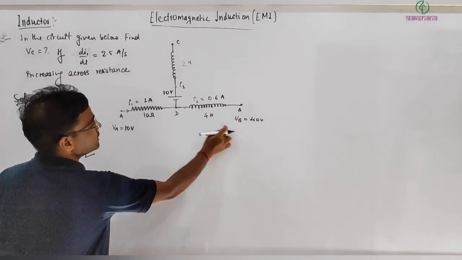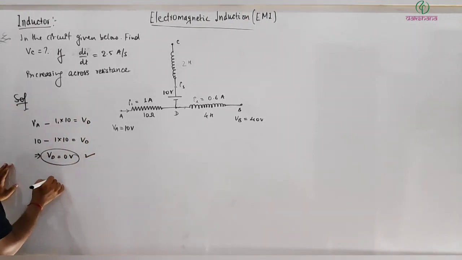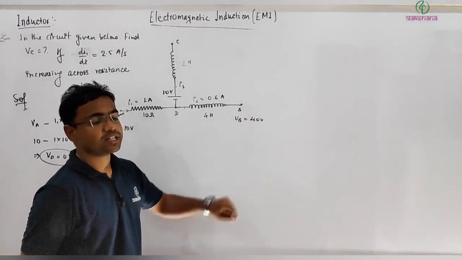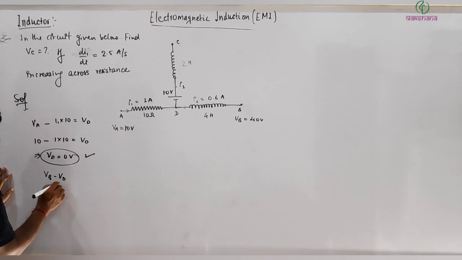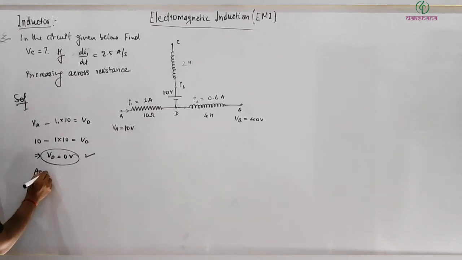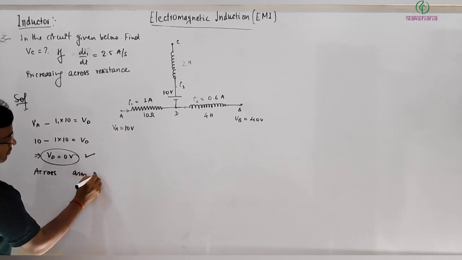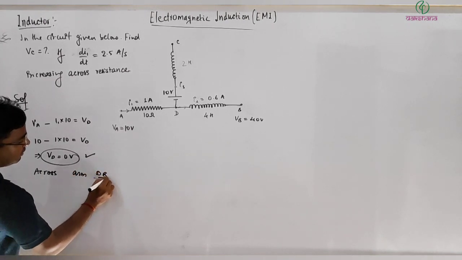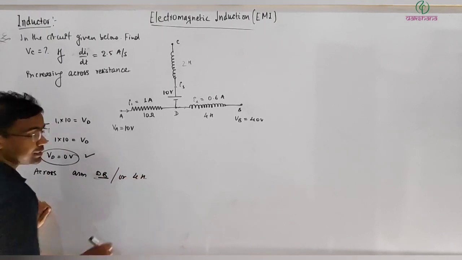Now next, let me get up to here. So here I am going in the direction of current, so I can write VB minus VD. This is for the inductor across DB, you can write, or across the 4 Henry inductor, right?